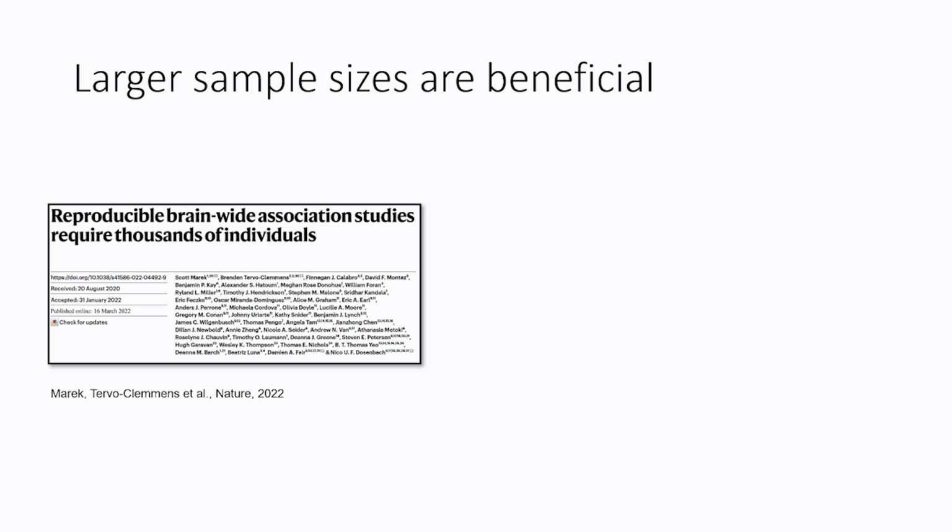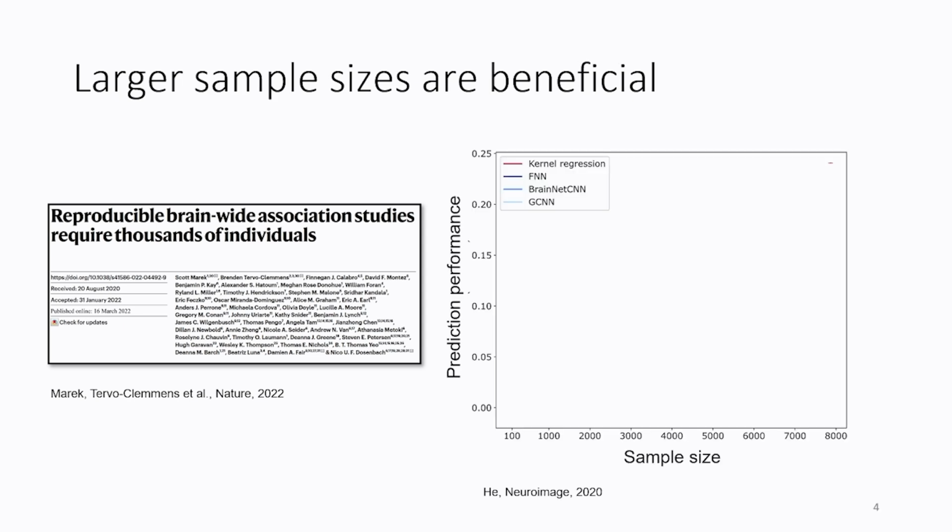And it's an important component for precision medicine. In the current landscape of studies, there are many studies that tell us that larger sample sizes are important. This one tells us that we need thousands of individuals for replicability. And there are other studies that look at this in terms of prediction accuracy as well. In this study by He in NeuroImage, he compares the different performances of machine learning and deep learning algorithms while changing the sample size. You can see this in this graph. As he increases the sample size, we see that prediction performance actually increases. So it's beneficial for our prediction accuracy.